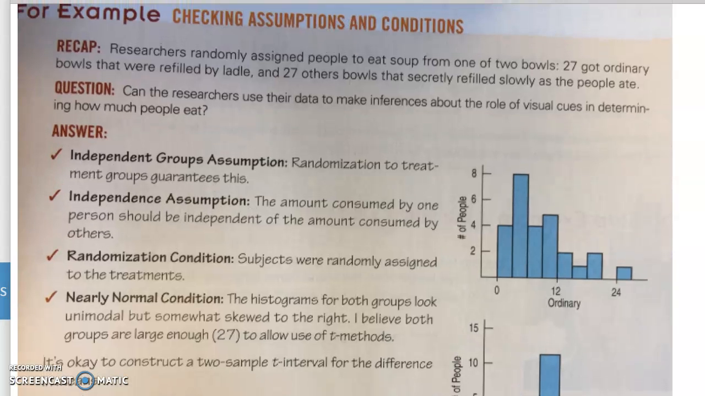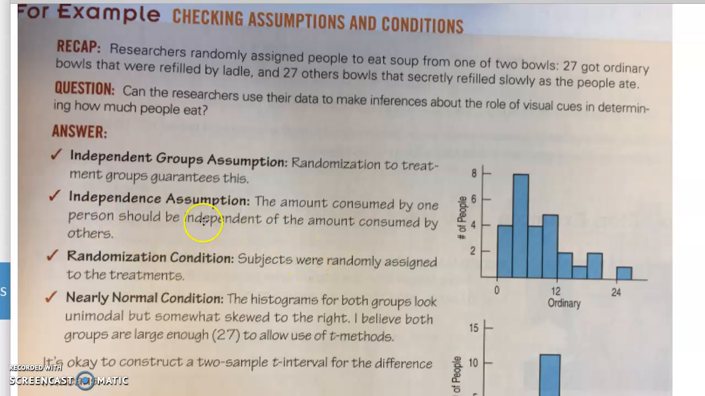If we were going to do either a hypothesis test or a confidence interval, we have to check our assumptions and conditions. Okay, so can the researchers use their data to make inferences about the role of visual cues in determining how much people eat? First of all, this comes from a different textbook, so it looks a little bit different. Independent groups assumption: we need to randomize the treatments, which we did. So the subjects were randomly assigned to their treatments.